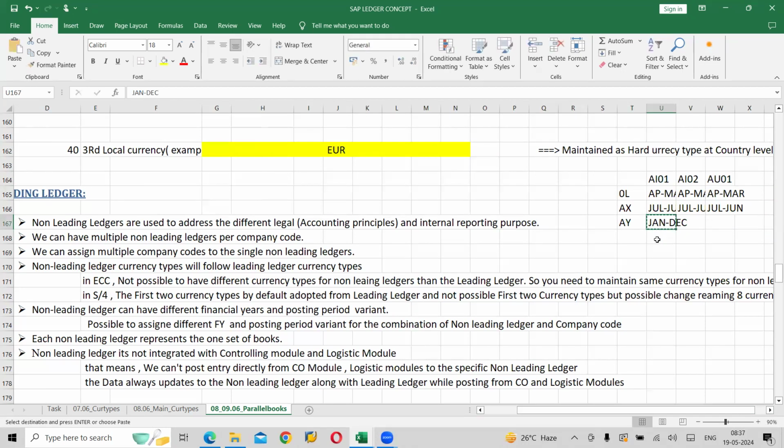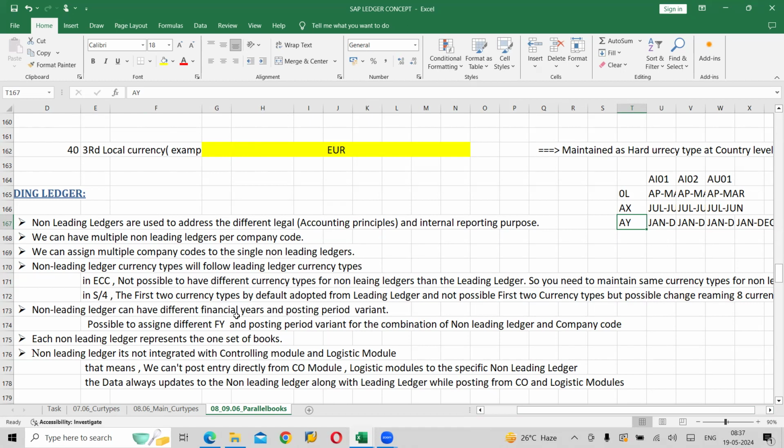Navin, for IFRS, why are we taking July? Sir, I'm just taking examples. If I'm following European GAAP, not IFRS. So the leading ledger you will have, but for this one you can have different fiscal years. Is this clear, sir? Yes, Navin. We can have different posting periods also. A non-leading ledger can have different financial years and different posting period variants.